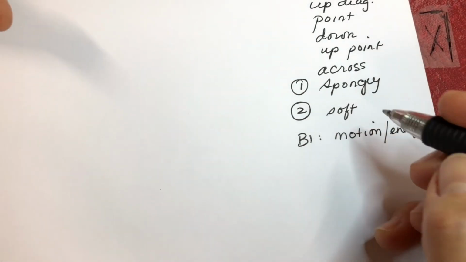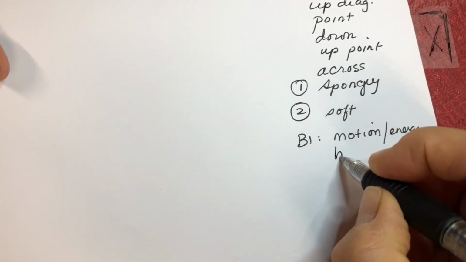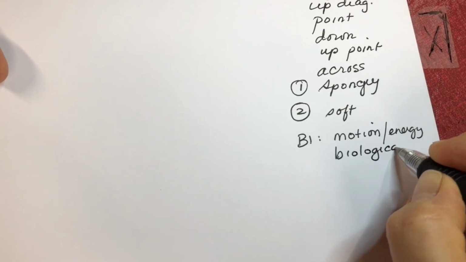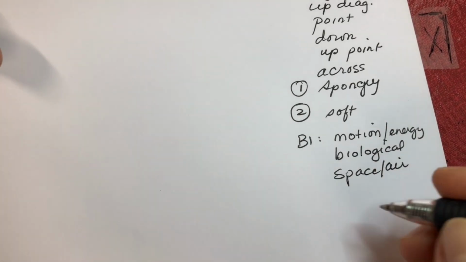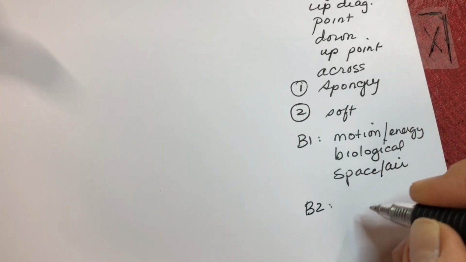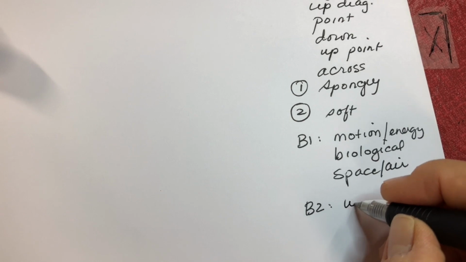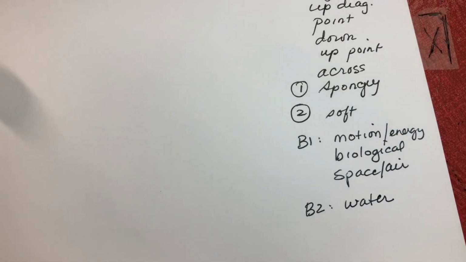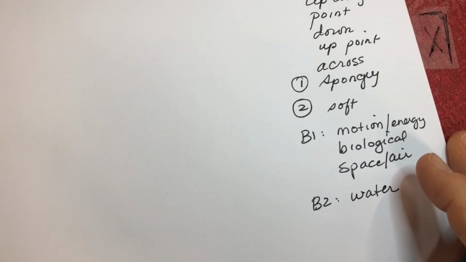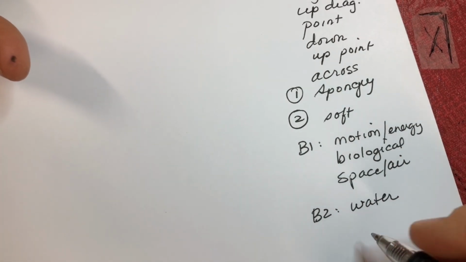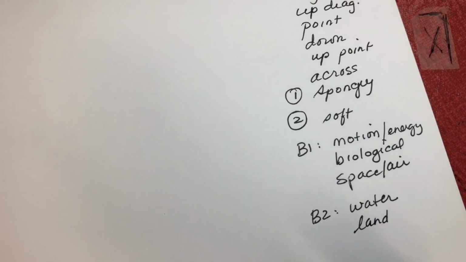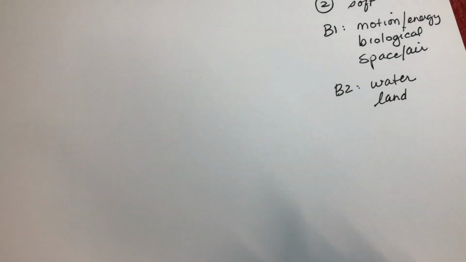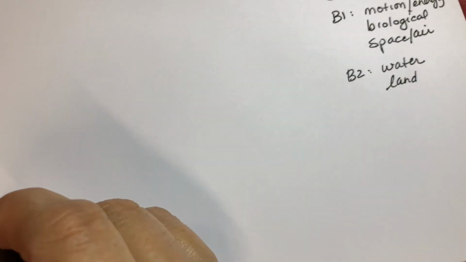And then those loops, I've got biological and space air. And then B2, that's my ideogram for water. Okay. And I have, oh, you know what? I see a little bit of land right there at the end, water and land. Okay. Now, I think I'll move into phase 2.